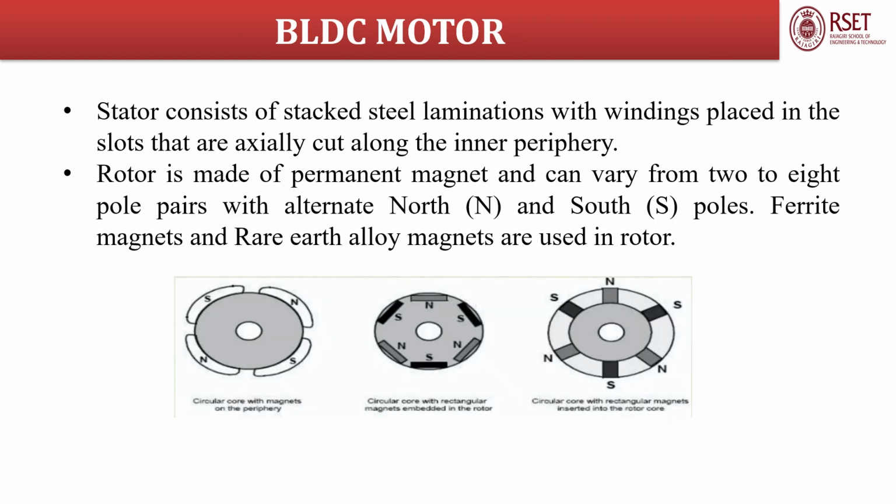Now we will see the construction of a BLDC motor. The stator of a BLDC motor is made up of stacked steel laminations with windings placed in slots. The rotor consists of permanent magnets, typically having 2 to 8 pole pairs with alternating north and south poles. Magnets used in the rotor can be ferrite magnets or rare earth alloy magnets, depending on performance requirements.